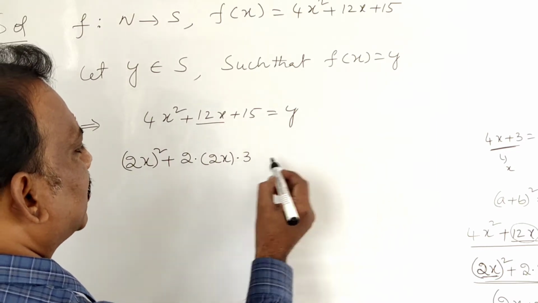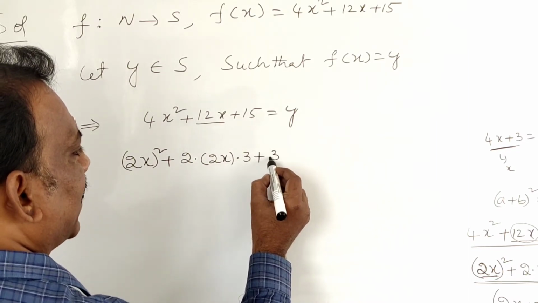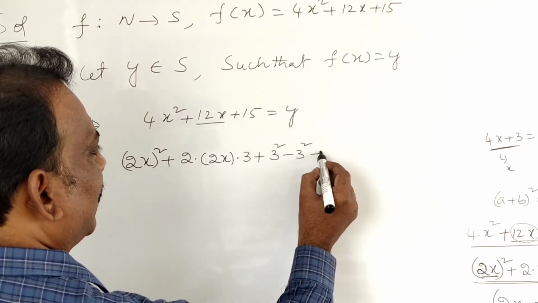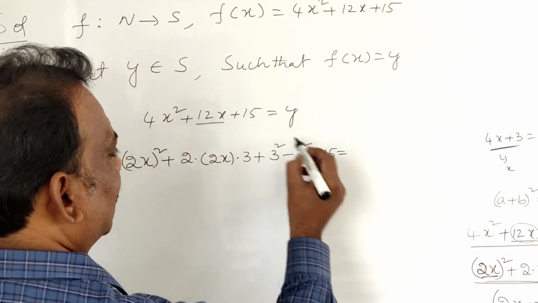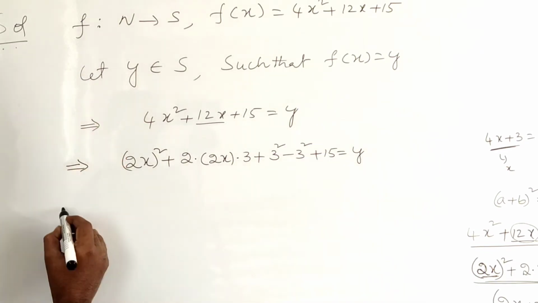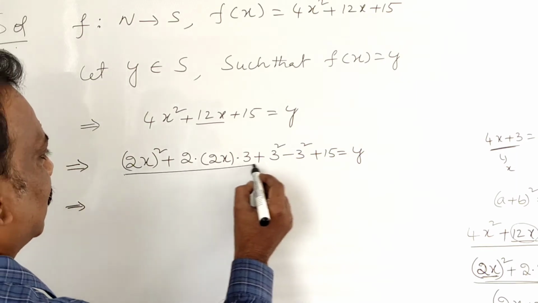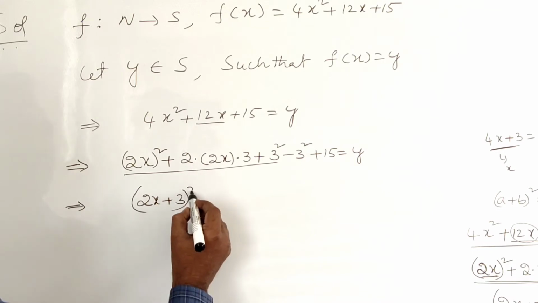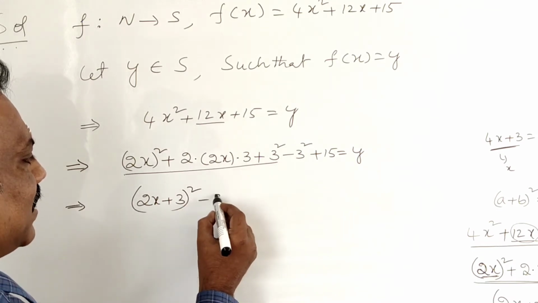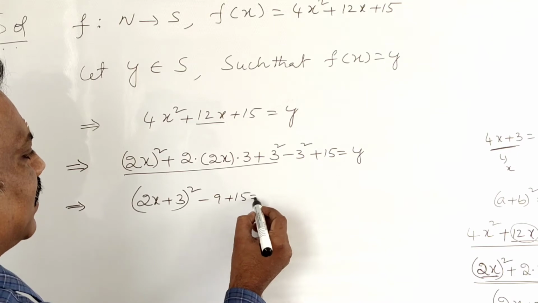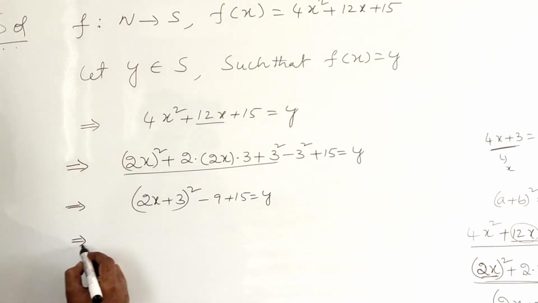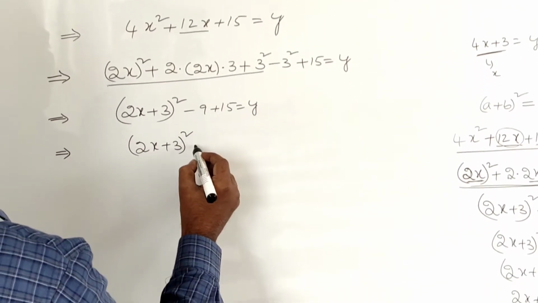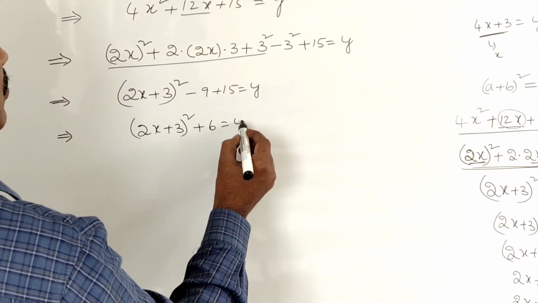If you multiply you will get the middle term, no change. We need the b square term again. So b square is not here. That's why we are adding and subtracting b square. And we left it 15. We are copying that 15 here. After that we write up to this as (ax plus b) the whole square. After that we have minus 9 plus 15 is equal to y. Next step we have (2x plus 3) whole square minus 9 plus 15 is plus 6 is equal to y.